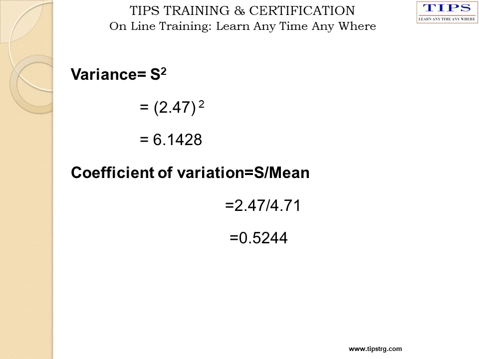Variance. It is the square of standard deviation, which comes to be 6.1428. Coefficient of variation is standard deviation divided by mean, which comes to be 0.5244. From an application point of view, it is converted into percentage, that is equal to 52.44%. The higher the coefficient of variation, the higher the variation.